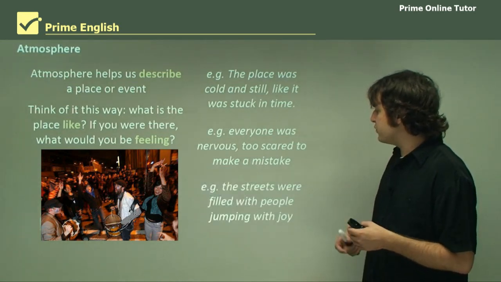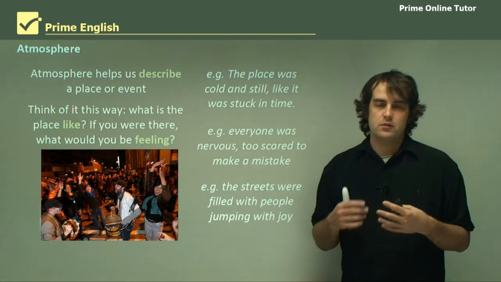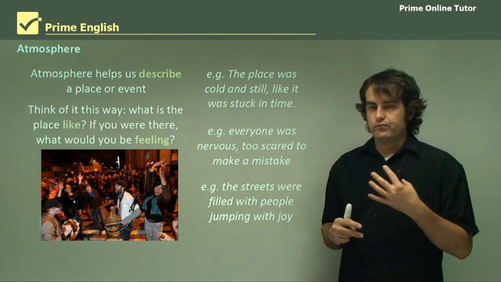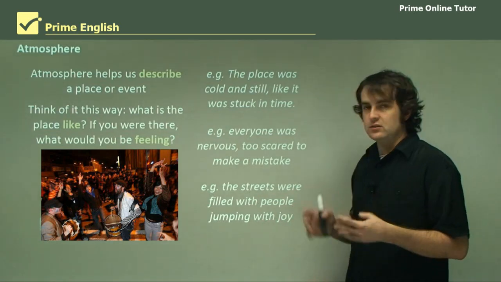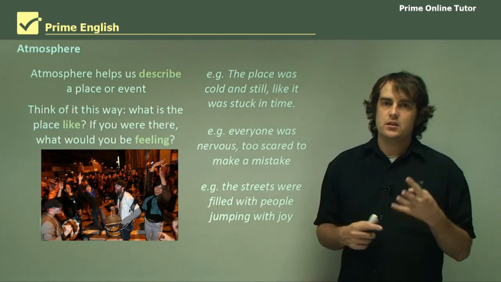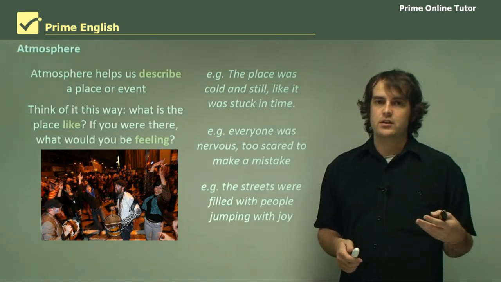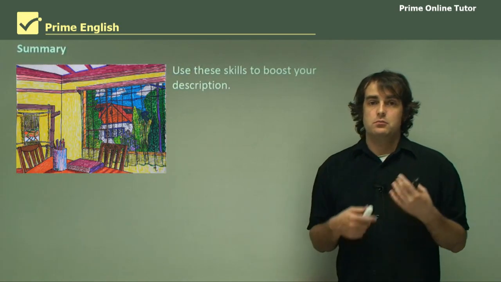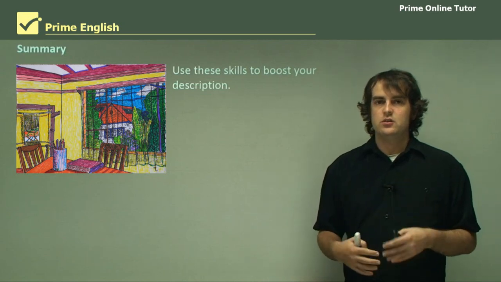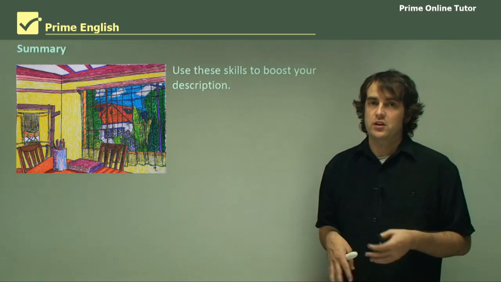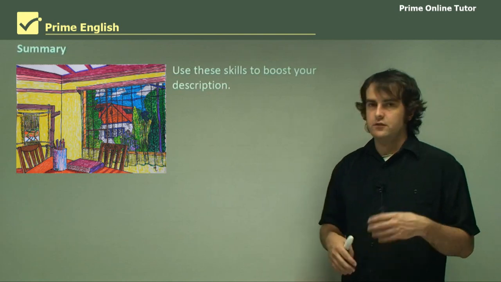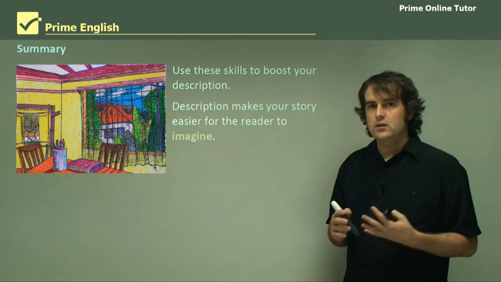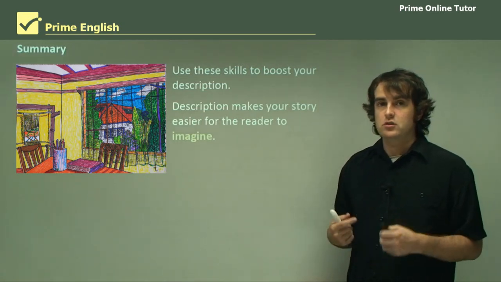And finally, the streets were filled with people jumping with joy. So we can imagine something busy, something crowded, like that image there, where everything is exciting and there's lots of movement, and you can feel that atmosphere as well. So you can imagine what it's like to be there. And in summary, you can use these skills to boost your description. So this is why you're using it. You're using it to not only boost your description, helping to paint the picture for someone. So if you're drawing it, you're hoping to color it all in. It makes it much easier for your reader to imagine what's happening. So the more description you add, the better.